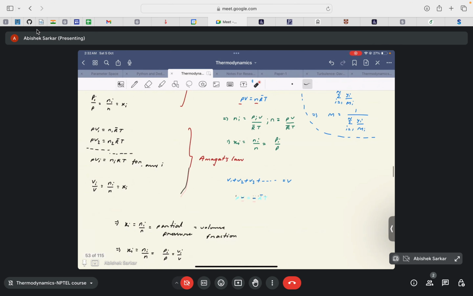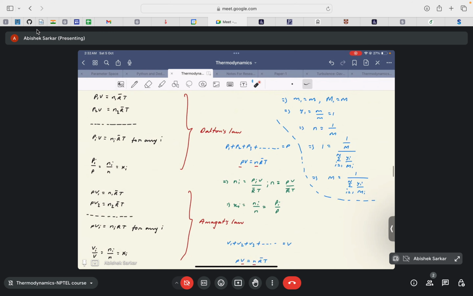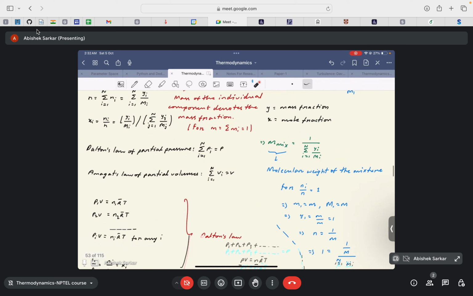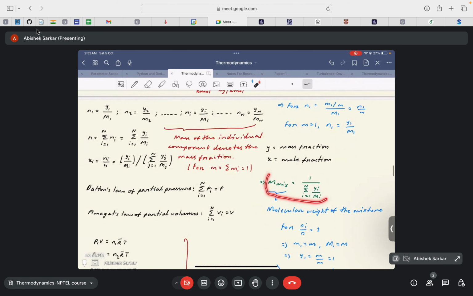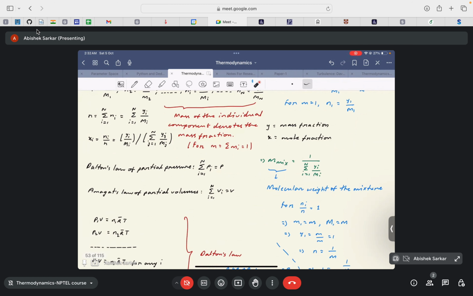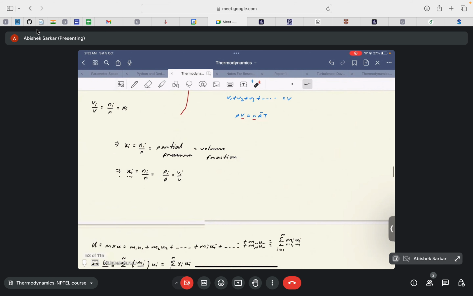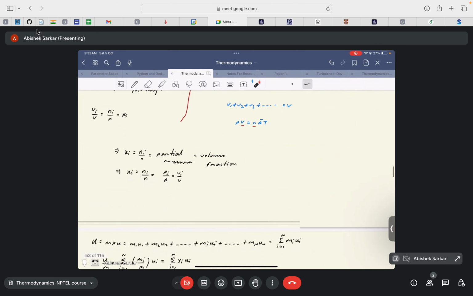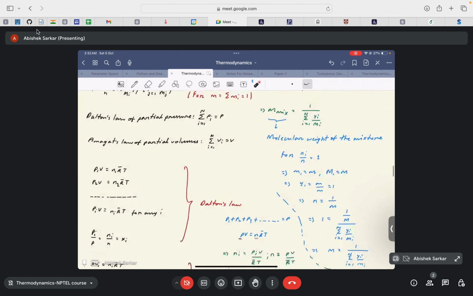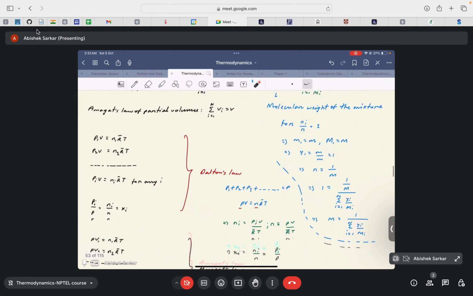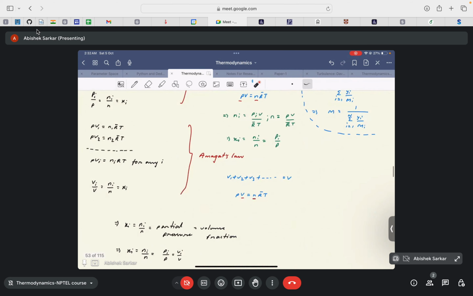So the molecular weight of the mixture can be found using this relation. I already mentioned it as an exercise for you to derive. Go through the derivations I have given here. If you need it, you can put that out in the discussion forum, but I'm leaving it as an exercise for you to go through the derivation once and understand how to derive it. The clue is to consider 1 mole of mixture. That's the starting point for the derivation.